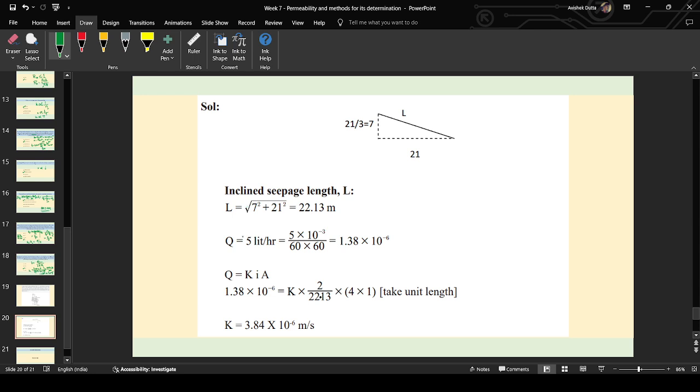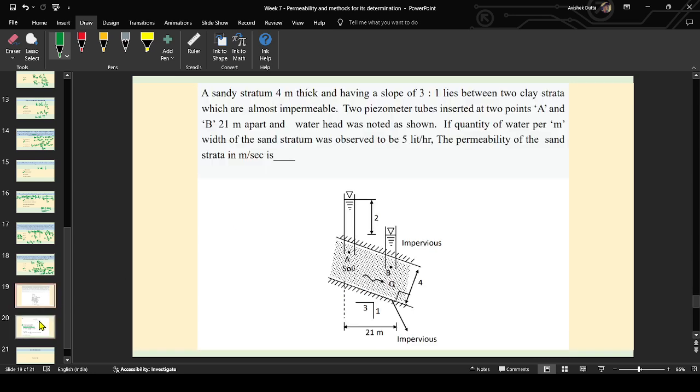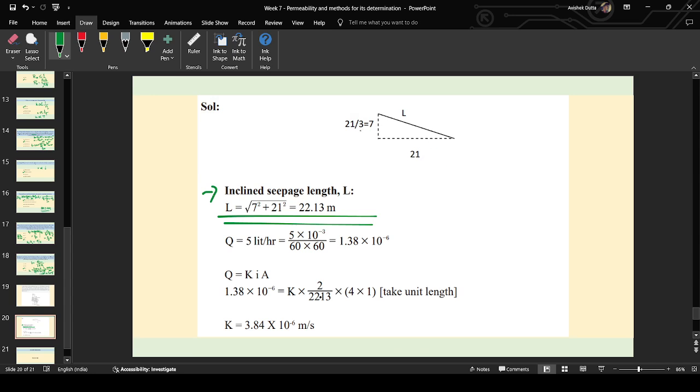So this inclined seepage length was the one that needed to be calculated, apart from the general formula. Since 21 was the horizontal distance between the two piezometric tubes, and the slope was given 3:1, if it is 3, this will be 1, that is 21 by 3, 7. So the actual flow length of the water will be the square root of base square plus perpendicular square, that is the hypotenuse, that is L, 22.13.